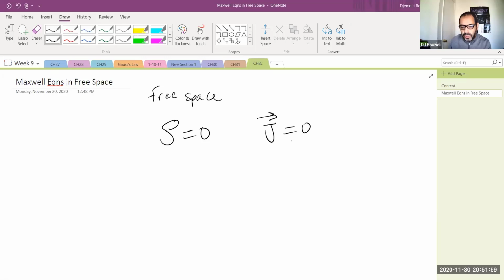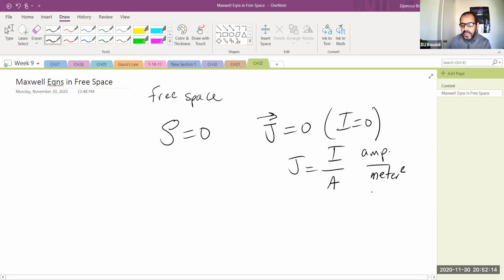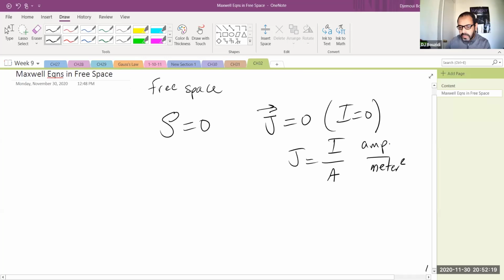Okay, so those are currents, to be more general. Remember, current density J is by definition I over area. So this is in amperes per meter squared. That's basically what the current density means. That's how much, just like the charge density, except.